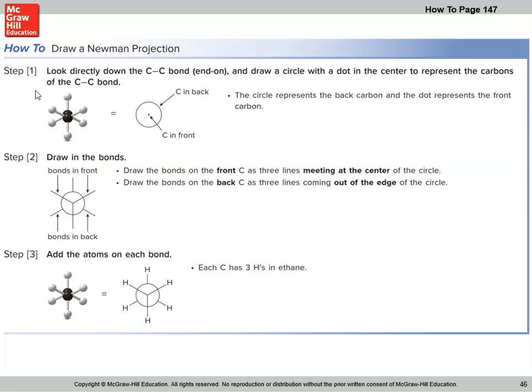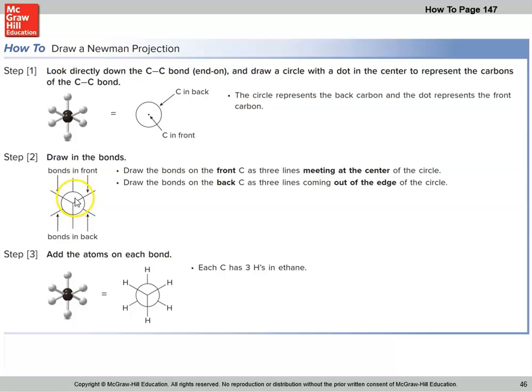I have a PowerPoint with images to show us what this is. But if we're trying to show this on a piece of paper with a pencil or pen, this is how we would draw it. This is called a Newman projection, where that front carbon is simply a dot in the middle of a larger circle. So that front carbon is represented by the dot, and the back carbon is represented by the larger circle behind it.